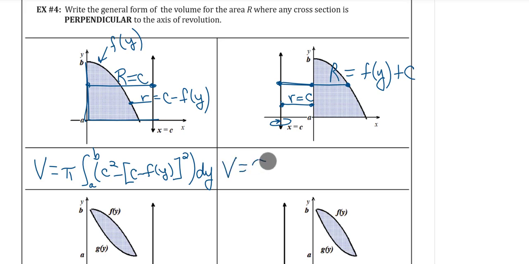So V is going to be pi times, and again, we're integrating from a to b, and a may not be 0. And we're going to see that going forward here, of our outer radius, which is f of y plus c squared, minus our inner radius squared, which will just be c squared dy.